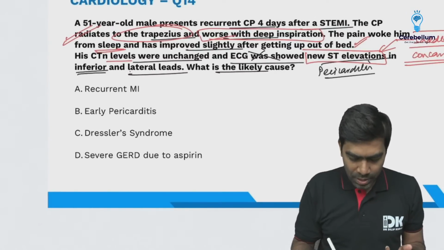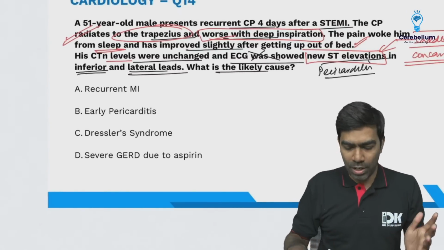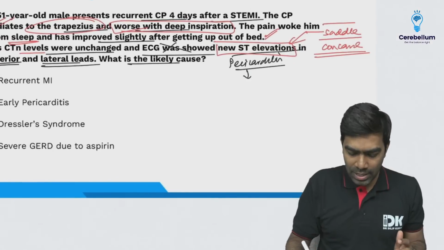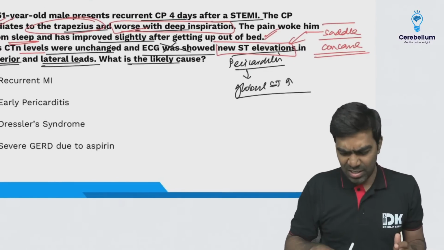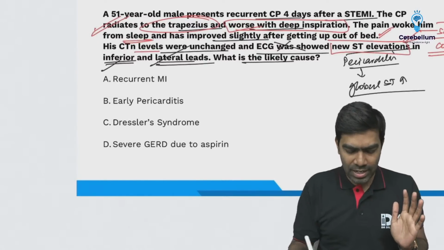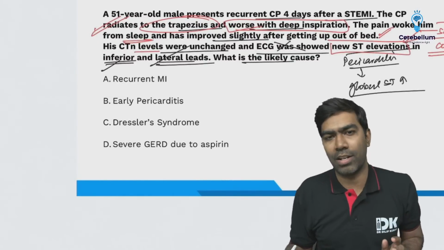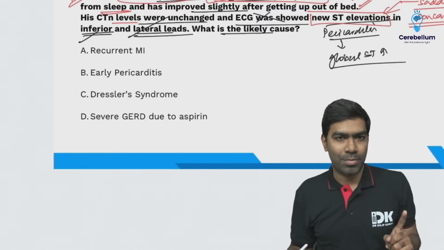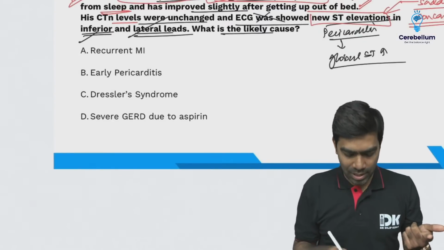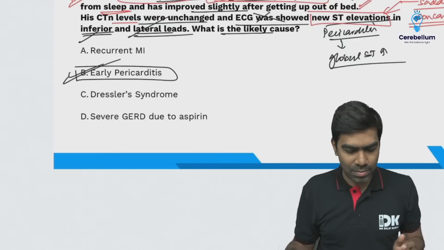And most commonly, you will see inferior lateral leads only, even though it's global. In pericarditis, you will see global ST elevations or multifocal ST elevations. Generally, the most common situation is inferior lateral leads only, you will see ST elevation. What is the likely cause? Of course, it's pericarditis. But is it early or late? It's early pericarditis. Our right answer is B.